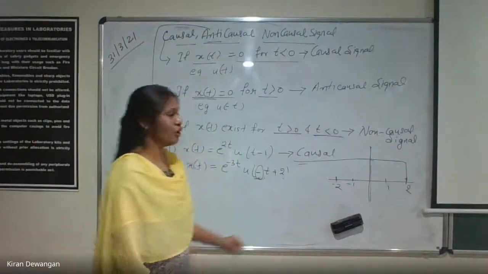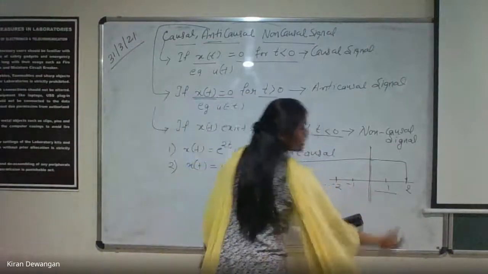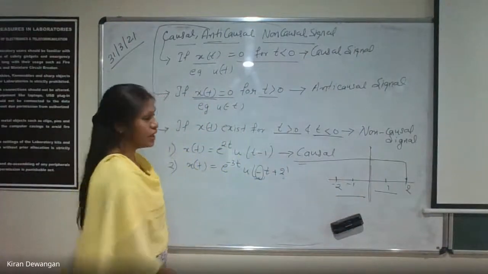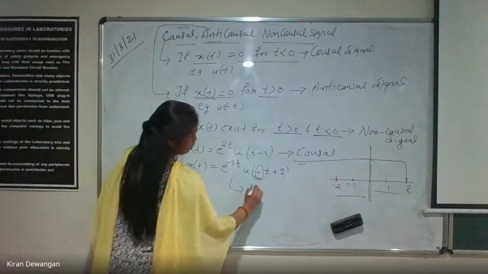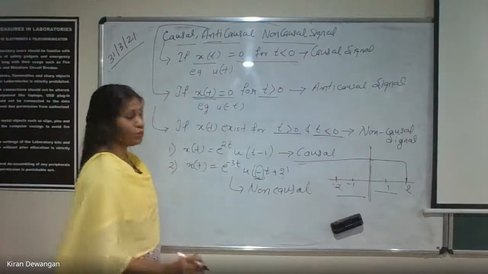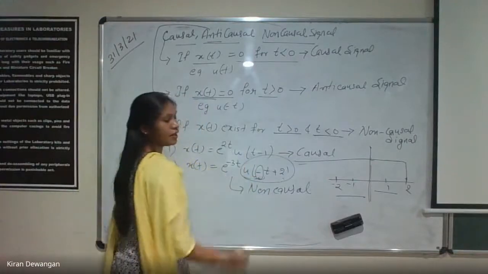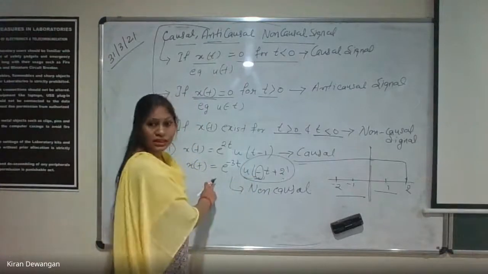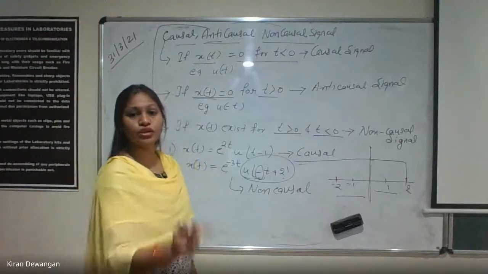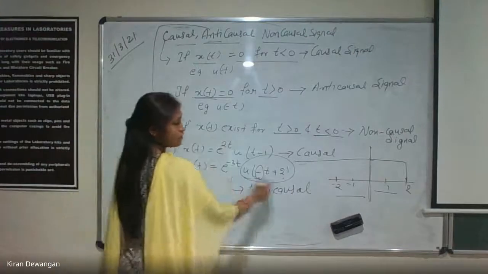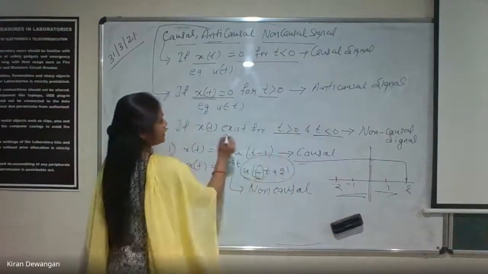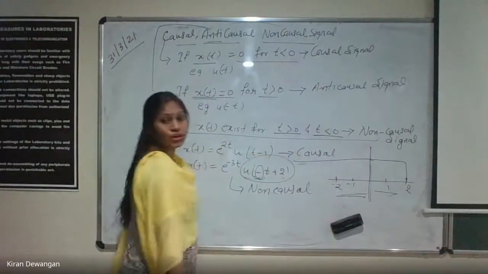It's a non-causal signal because it exists for positive values of t and also for negative values of t. Clear? Hence, the signal is non-causal. So you need to be very careful while plotting, and only after plotting can we conclude whether the signal is causal, anti-causal or non-causal. If it exists on both sides, for positive and negative values, we have already declared that the signal is non-causal.